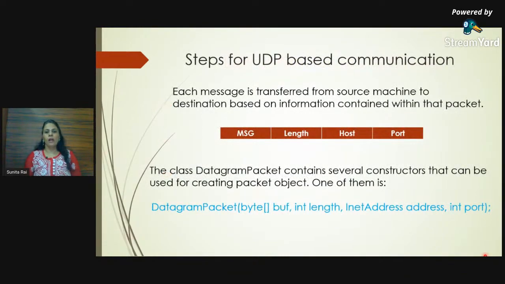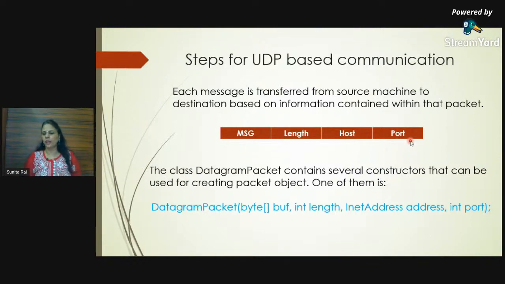Okay, now this is what all datagram packet is going to have, this kind of format. What is the format? Each message transferred from source machine to destination machines based on information contained within the packet. ओके, तो क्या इंफॉर्मेशन होता है? मैसेज होता है, लेंथ होता है, होस्ट होता है, पोर्ट होता है. ओके, लेट मी गिव वन एग्जांपल.